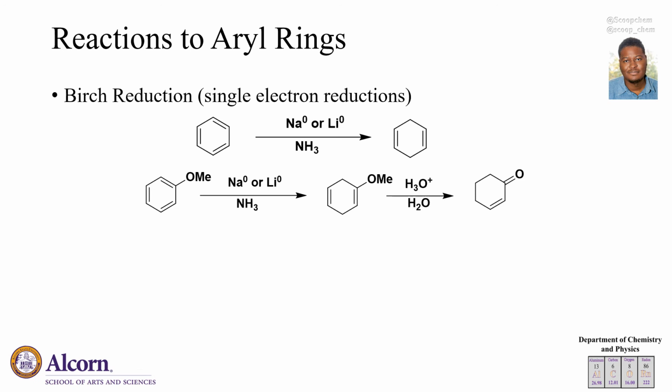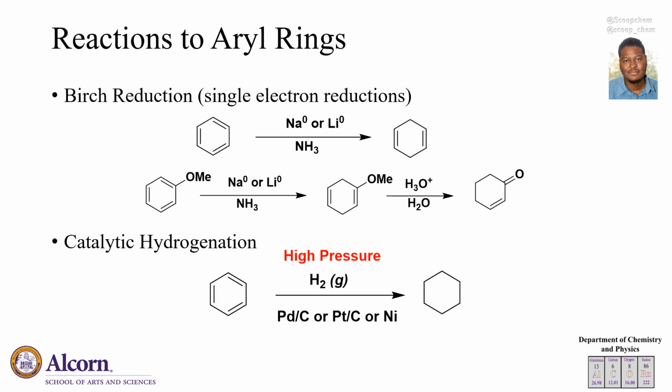All right, another reaction to aryl rings is catalytic hydrogenation. Under high pressures, this is high pressures of hydrogen gas over a metal catalyst, that could be palladium, platinum, or nickel, I can take benzene all the way down to cyclohexane.